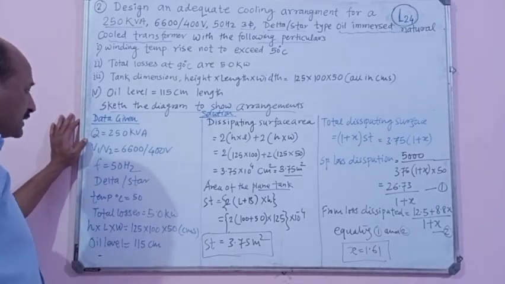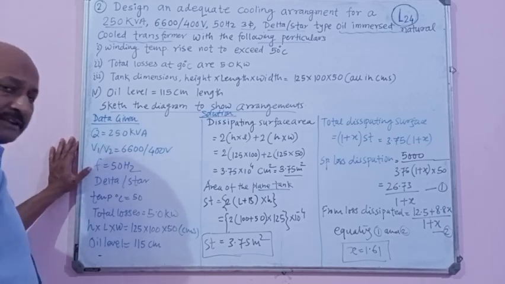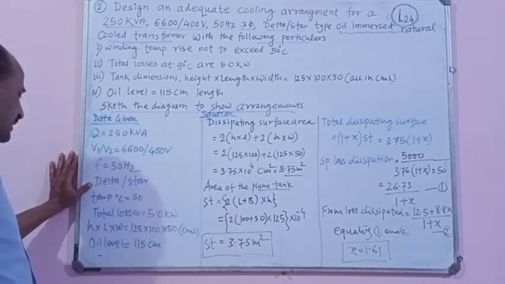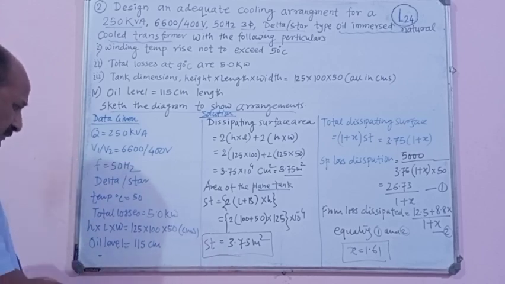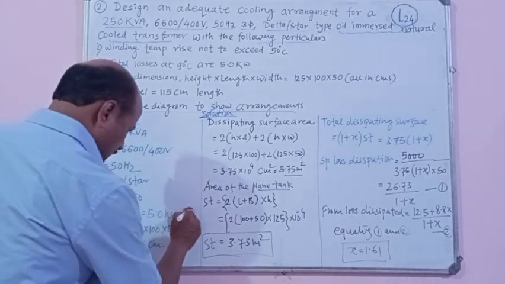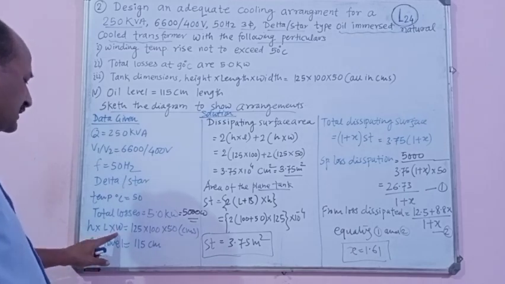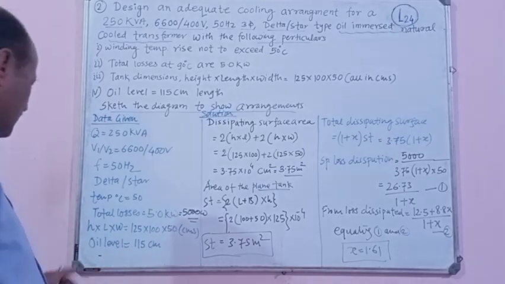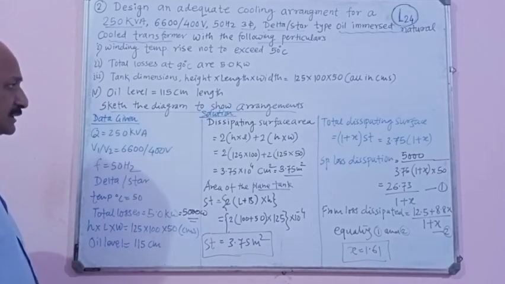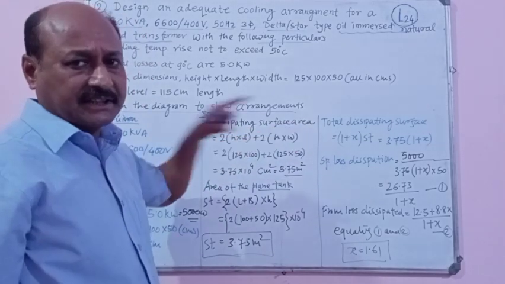So Q equals 250 kVA, V1 by V2 equals 6600 by 400 volt, F equals 50 Hz, 3-phase transformer is delta star, temperature in degrees Celsius equals 50, total losses equals 5 kilowatt, which equals 5000 watt. Then height into length into width, 125 by 100 by 50, all in centimeters. Then oil level is also given, 115 centimeters. So see the solution. First of all, you have to calculate the dissipating surface area.